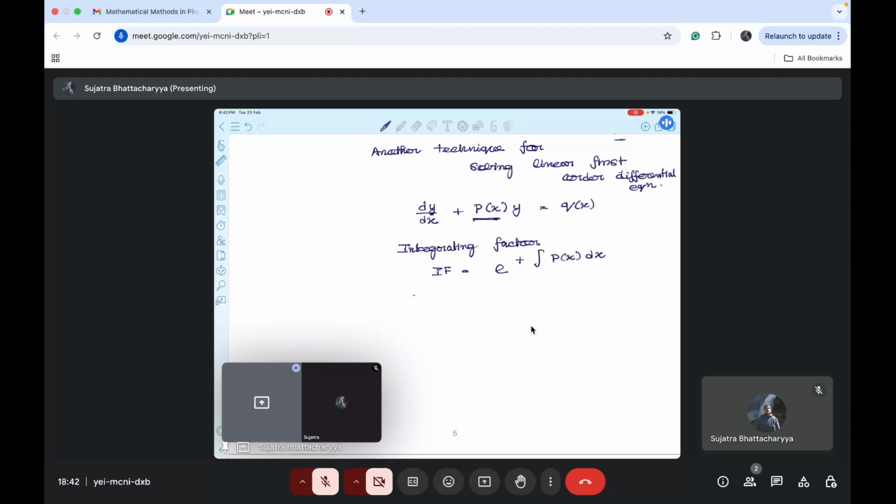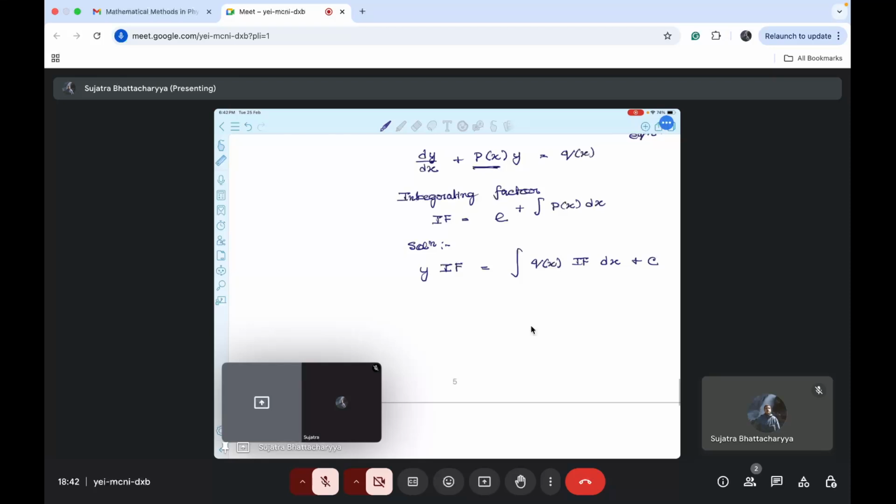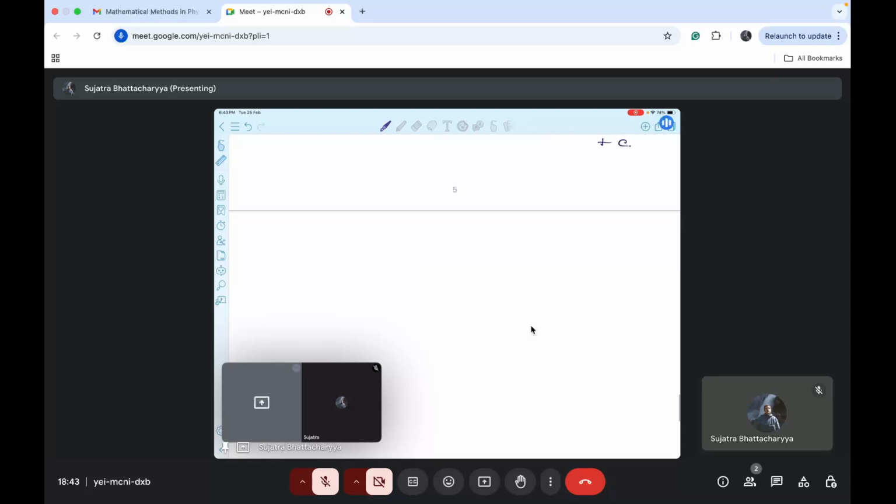Now, for the solution of this differential equation, we will write y times the integrating factor is equal to the integral of Q(x) times the integrating factor dx plus some constant. Okay, this is how we write it. So the final expression: y times e to the power integral of P(x) dx will be equal to the integral of Q(x) e to the power integral of P(x) dx, again dx, plus c. This is how the solution will be. Okay, let's try some questions based on this.